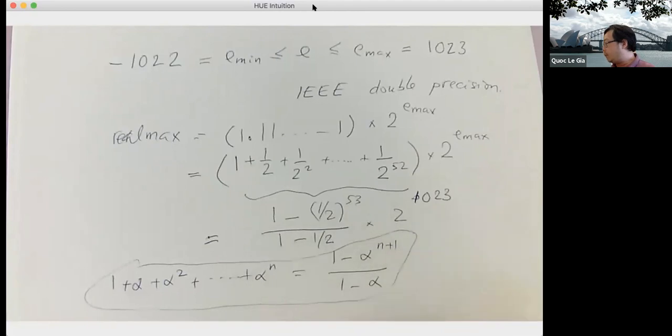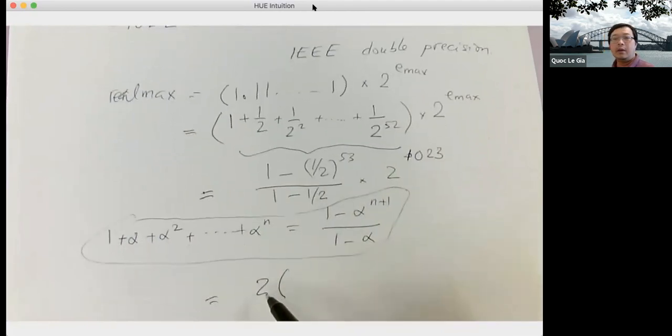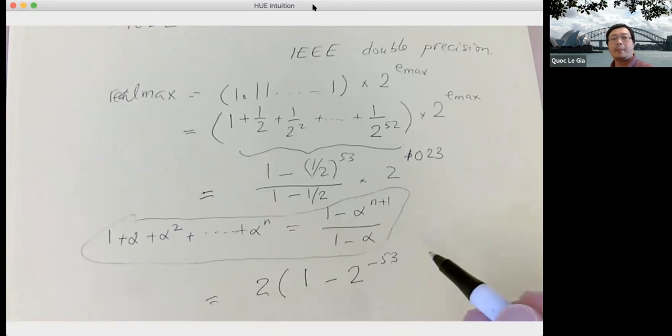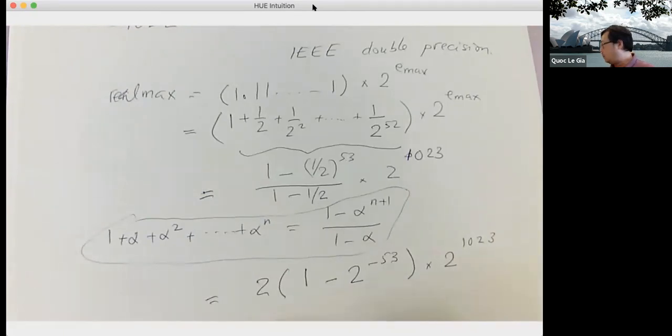You flip it, so you got the number 2, right? And then here you have 1 minus 2 to the minus 53. So you're very close, but it should be like this. And then this one will be 2 minus 2 to the minus 52, because 2 here, then you minus, so it becomes plus 1, times 2 to the 1023.